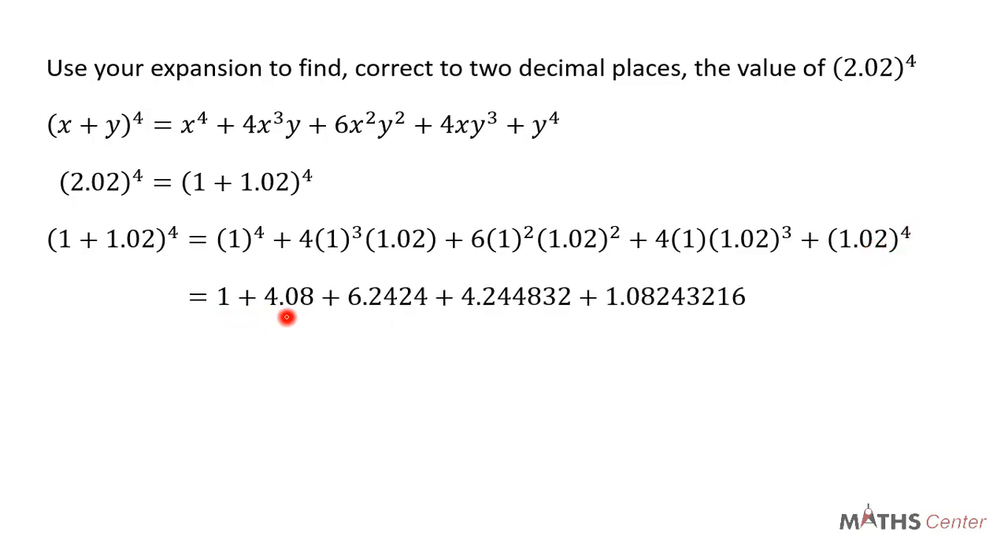Now this gives us 1 plus 4.08 plus 6.2424 plus 4.244832 plus 1.0824321. When you add all of this and you correct the answer to 2 decimal places, you are going to have 16.65. So what this means is that when we use the expansion of x plus y exponent 4 to evaluate 2.02 exponent 4 and we correct our answer to 2 decimal places, we are going to have 16.65.